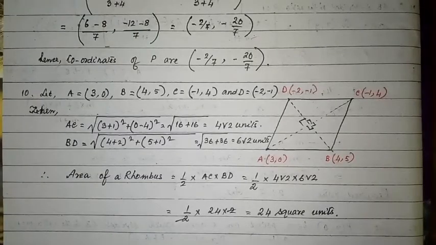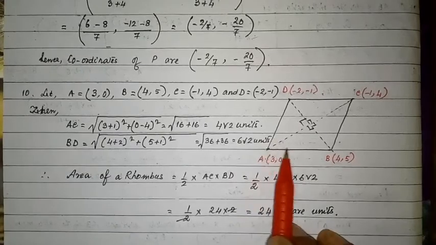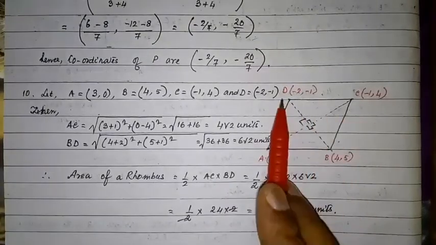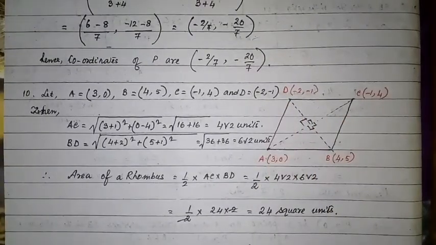Now sum number 10. Find the area of a rhombus if its vertices are (3, 0), (4, 5), (-1, 4) and (-2, -1) taken in order. Okay. Now we know that the area of a rhombus is equal to half into the product of the diagonals. Now ABCD is a rhombus. AC and BD are the two diagonals.